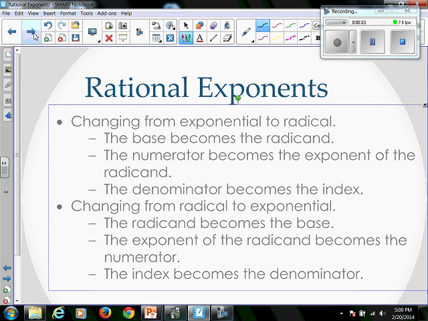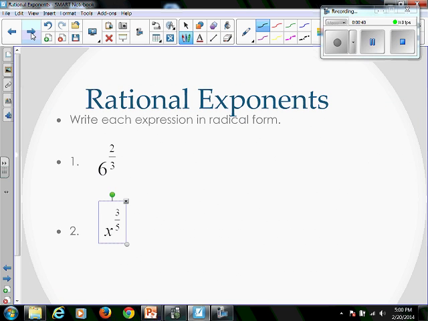Changing from radical to exponential, the radicand becomes the base, the exponent of the radicand becomes the numerator, and the index becomes the denominator. So let's look at a few here. In this first problem, I want to write in radical form.